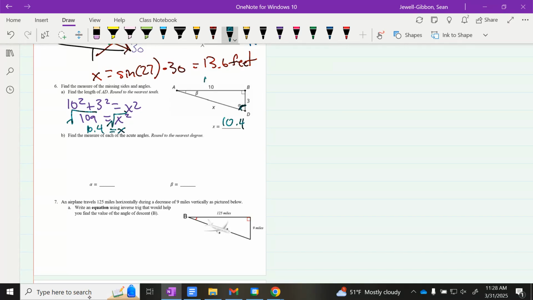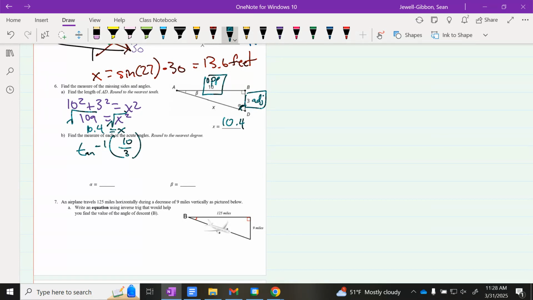So we know that the opposite side from alpha is going to be 10. The adjacent side is going to be 3. And the inverse trig function that uses opposite and adjacent is going to be inverse tangent, or arctan. Alright, so the inverse tangent of opposite 10 over adjacent 3 is going to give us our angle here.